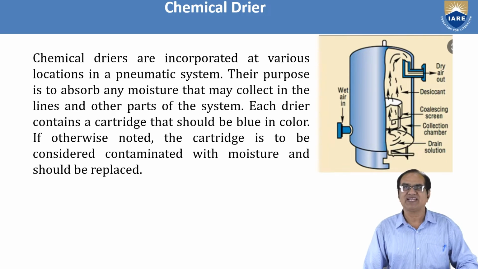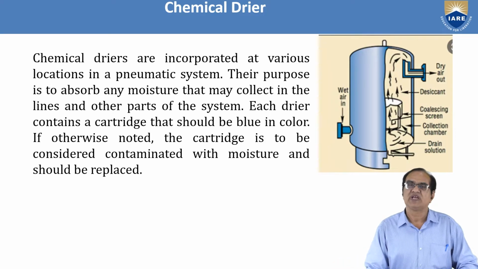So chemical dryers are incorporated at various locations in a pneumatic system. Their purpose is to absorb any moisture that may collect in the lines and other parts of the system. Each dryer contains a cartridge that should be blue in color. If otherwise noted, the cartridge is to be considered contaminated with moisture and should be replaced.